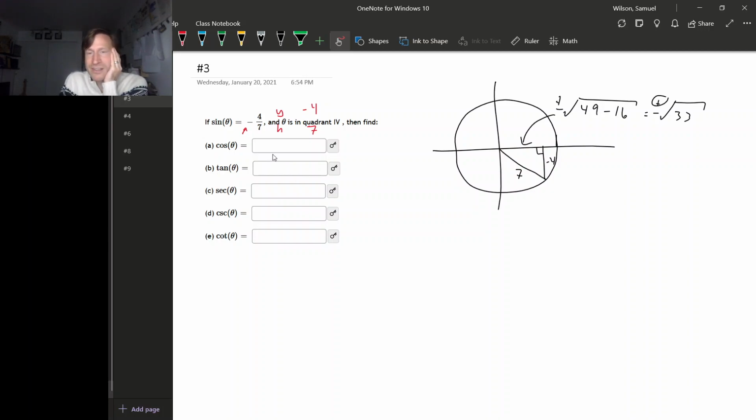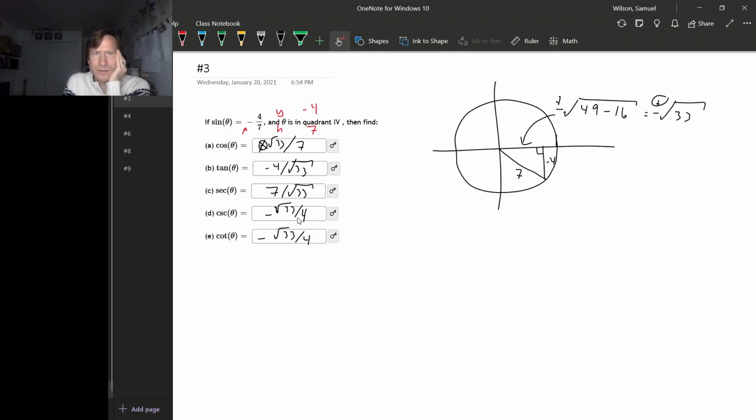So cosine is adjacent over hypotenuse, so that's negative root 33 over 7. Tangent is y over x, so minus 4 over root 33. I'm sorry, I have a minus sign here, but that should be positive. Secant is just the reciprocal of cosine, so 7 over root 33. Cosecant is the reciprocal of sine, so that's minus root 33 over 4. And cotangent is the reciprocal of tangent, so minus root 33 over 4.